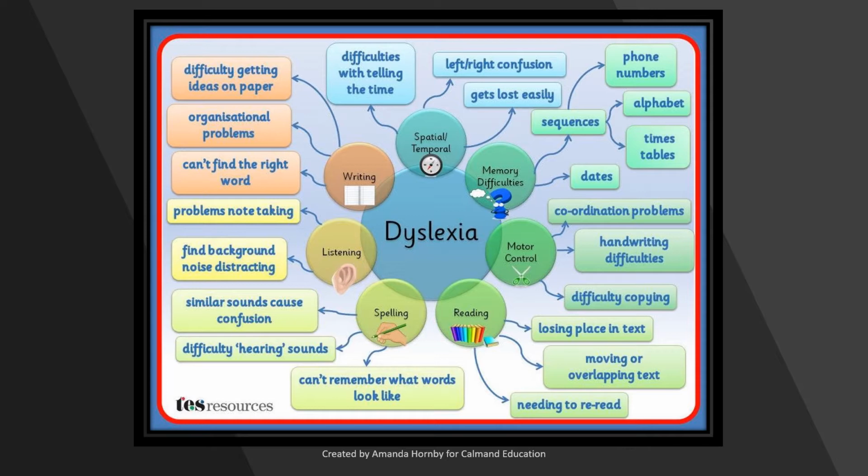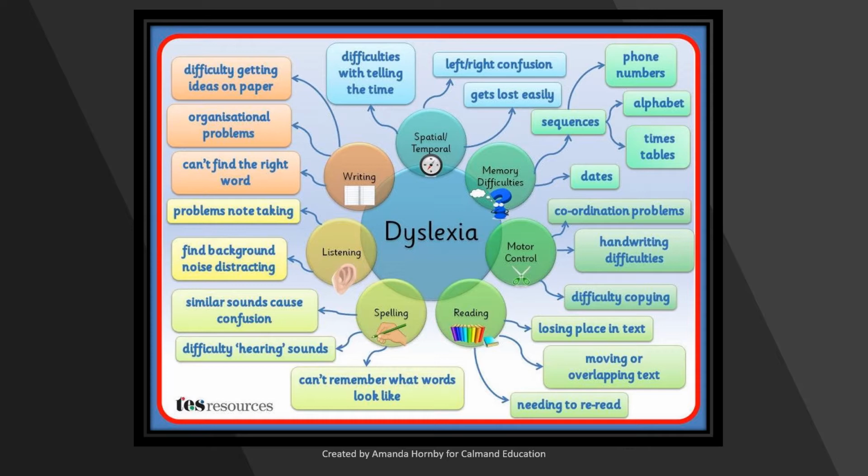Moving down to motor control, this might link in with dyspraxia. They might have coordination problems. Handwriting difficulties might lead to things like dysgraphia, where they don't have the muscle control, and that would lead to difficulty copying anything from the board or from a text.